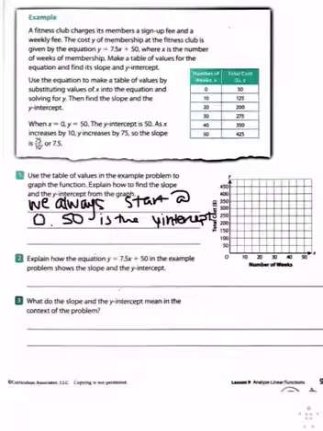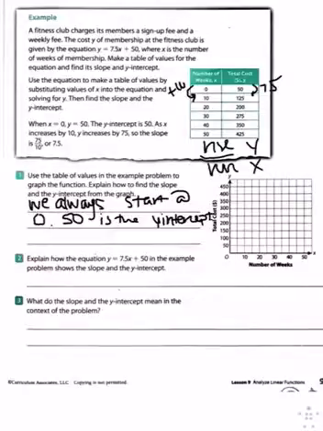To find the slope, we look at how much we're changing by. To go from 0 to 10, we go up 10. To go from 50 to 125, we go up 75. So we write our fraction, rise over run, y over x. And so y is changing by 75, x is changing by 10. So our slope is 75 over 10.